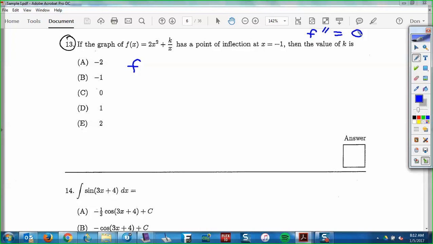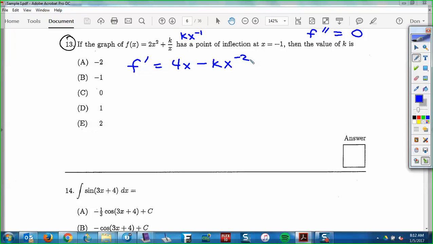It's possible that it's when the second derivative is undefined, like a sharp point kind of situation, and you could have a change of concavity. But a really good place to check is when the second derivative is 0. So I need the second derivative. Now, first of all, k x to the negative 1 is how I want to think of that. So the derivative of this would be 4x, and the derivative of that is minus k x to the negative 2.